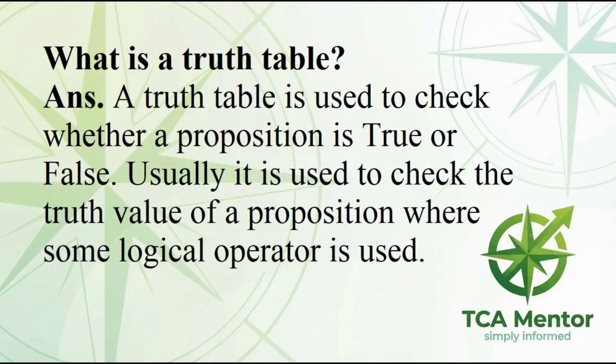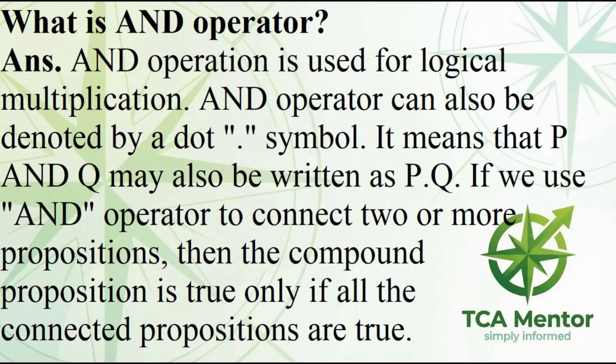What is a truth table? ANS. A truth table is used to check whether a proposition is true or false. Usually it is used to check the truth value of a proposition, where some logical operator is used. What is AND operator? ANS. AND operation is used for logical multiplication. AND operator can also be denoted by a dot symbol. It means that P and Q may also be written as PQ. If we use an AND operator to connect two or more propositions, then the compound proposition is true only if all the connected propositions are true.